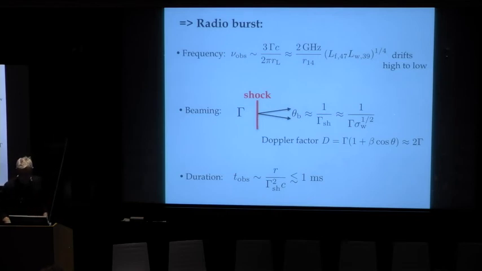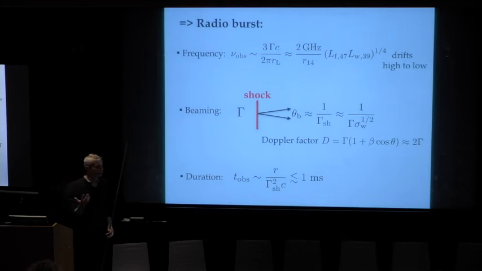Okay, duration is written there. It's less than 1 millisecond. You take radius of 10^14 centimeters, divide by gamma squared and c. That's how you estimate the duration. The Lorentz factor gamma is so high that you get sub-millisecond duration.